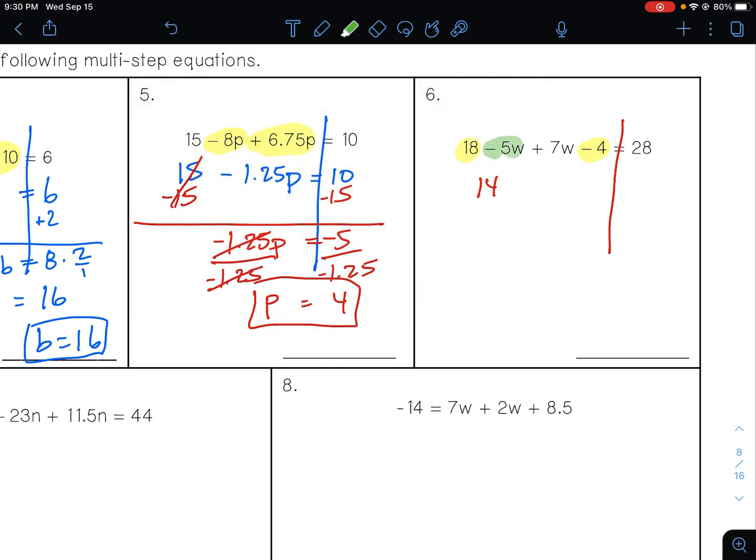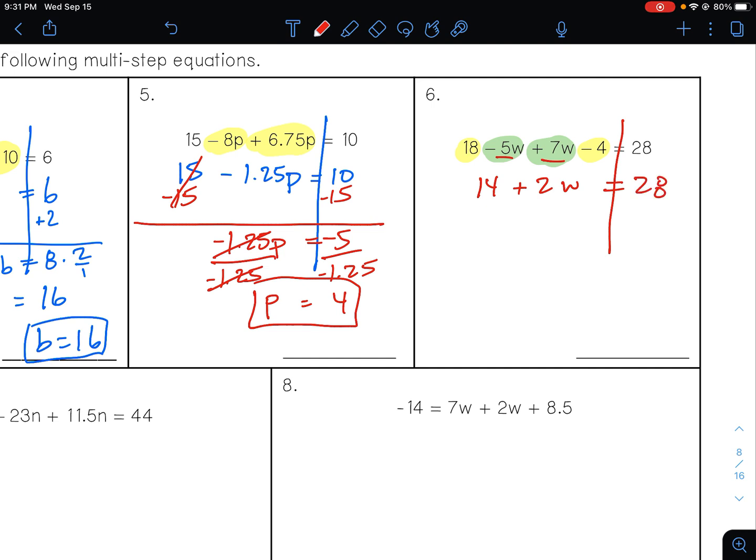All right, let's see. Look at negative 5w and 7w. Those go together. They are opposite symbols. One's negative and the other one's positive. The positive number is bigger, so you're going to have a positive answer. So 7w minus 5w is 2w. Equals, bring down the 28.